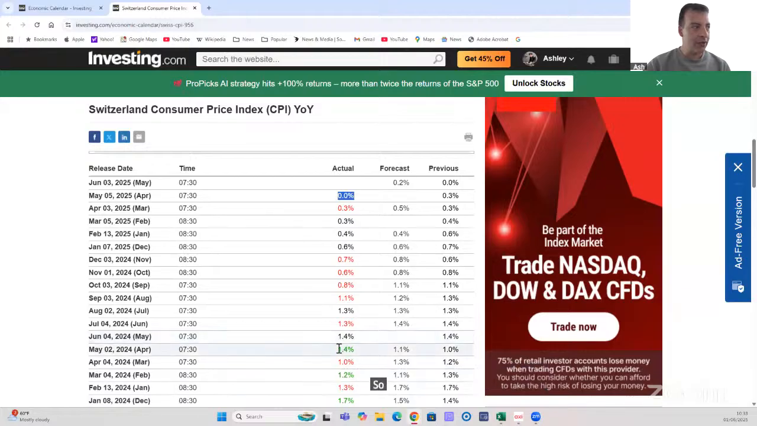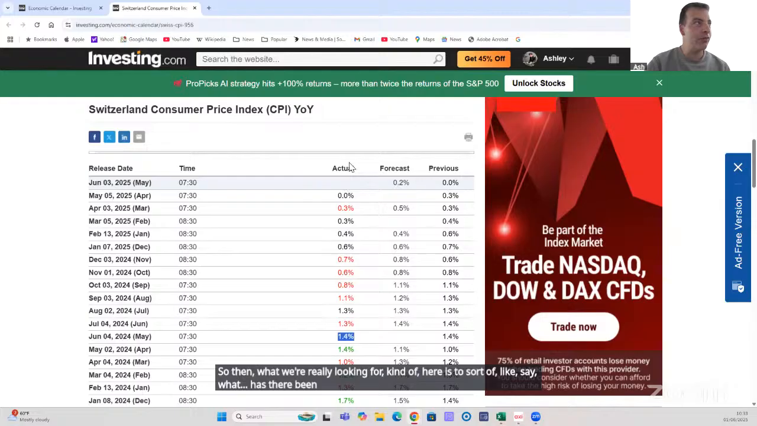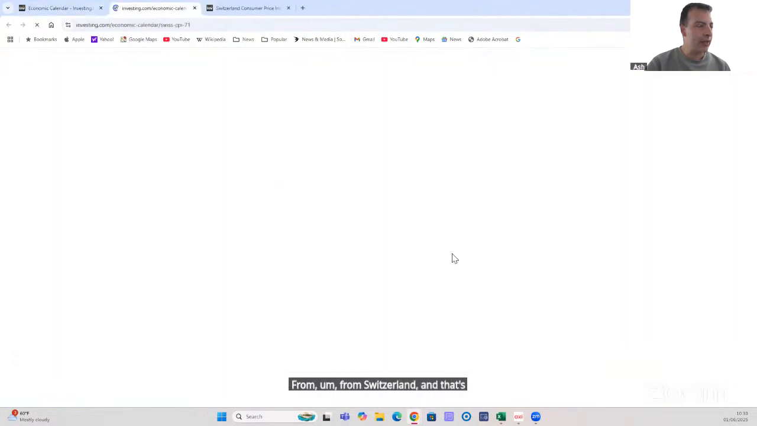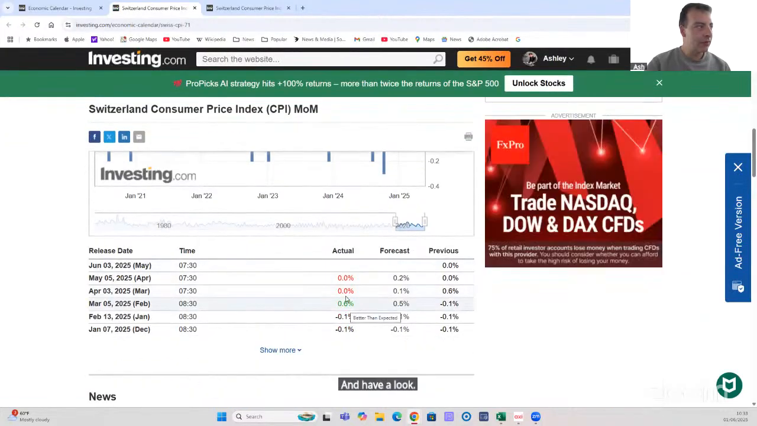So if you look at taking this one off and this one off, this is the new one to come off, that was a climb. Sorry, that was stable. So that would leave our zero number intact. So then what we're really looking for here is to say has there been some genuinely recent inflation from Switzerland, and that's when we can bring in our monthly figures and have a look. It's been pretty flat.